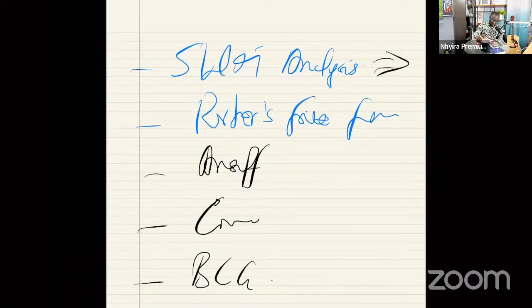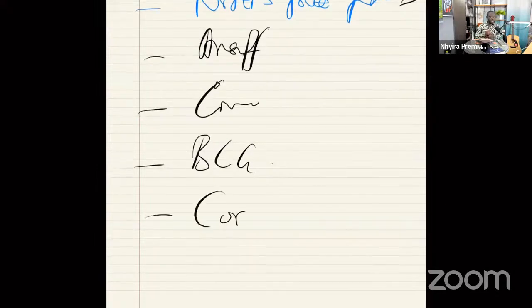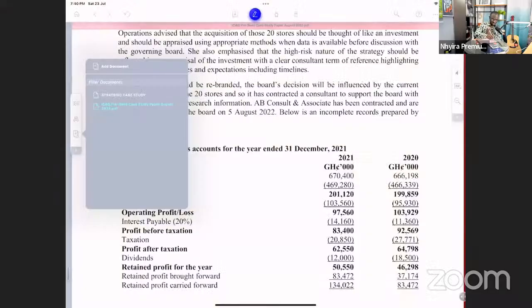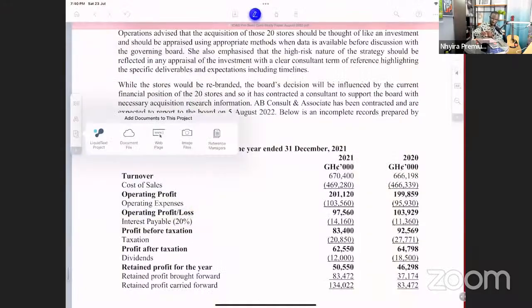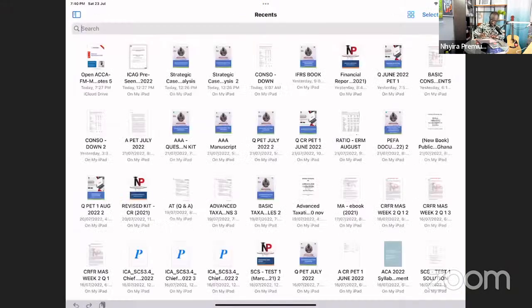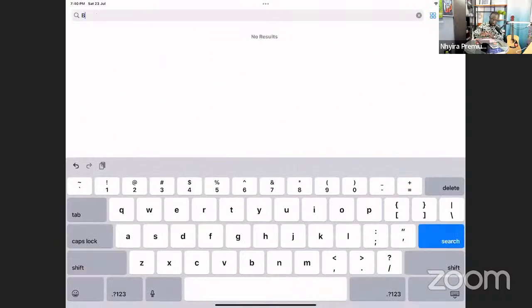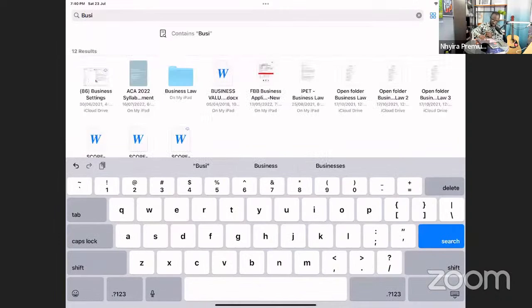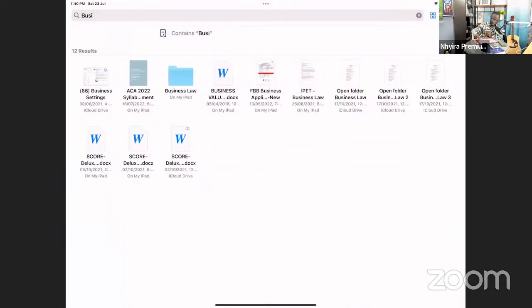Your Porter's five forces, very basic. And then also the issue relating to governance, because remember, the examiner is definitely going to be bringing a question on governance that you need to be aware of. So there is going to be something in the exam hall on governance that you have to know about when it comes to dealing with that particular issue. So these are the things that you must understand in terms of the modules.